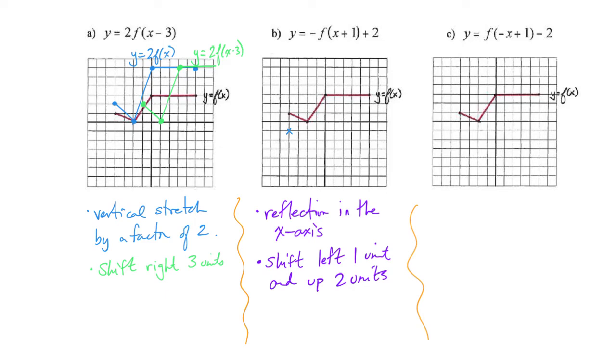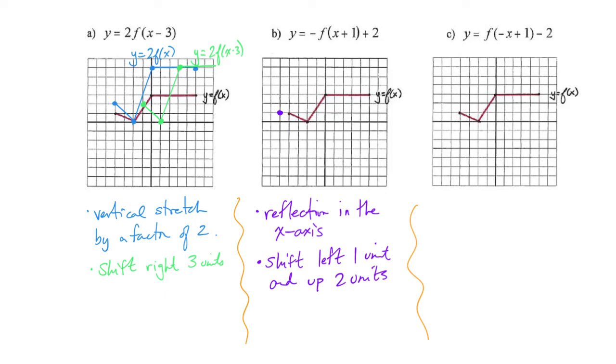Now I can immediately shift that point. So let's shift it left 1 unit and up 2 units. There's my finishing position. So I should be able to go straight to the purple and not write down the blue.